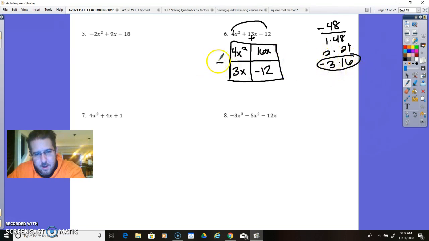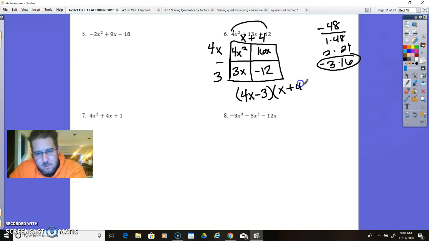Negative 3x, you put a negative right here, and positive 16x. Okay, now just do the GCF going all directions. GCF of these two terms would be 3. GCF of these two terms would be 4x. GCF of these two terms is just x. GCF of these two terms would be 4. So there's your answer: 4x minus 3 on the left-hand side times x plus 4.